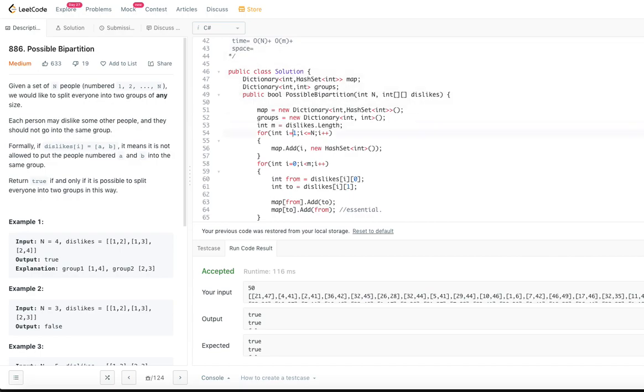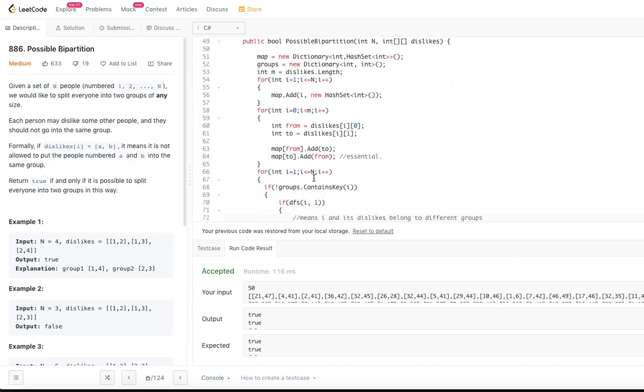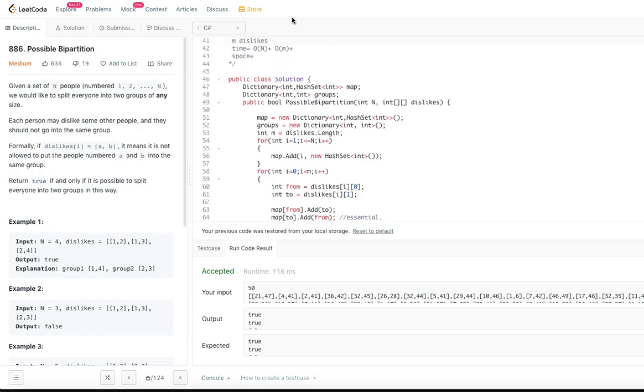And then we were going through order of n again, right? So this would take order of n again. So totally order of n, I will say.